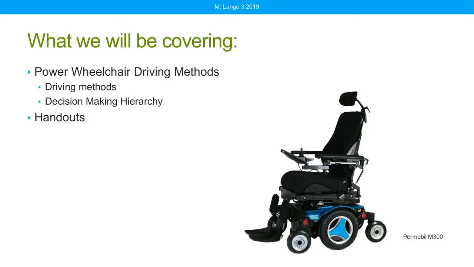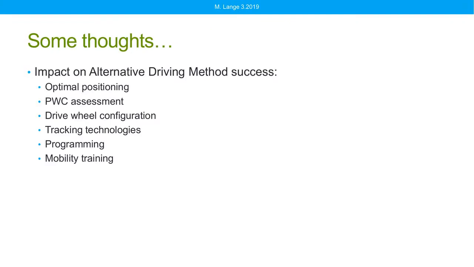And as we do so, we're going to use a decision-making hierarchy to help us move through these various options, kind of starting at the top with what you might first look at, depending on the client's abilities, and then moving on through. Again, you have handouts that go through this as well.